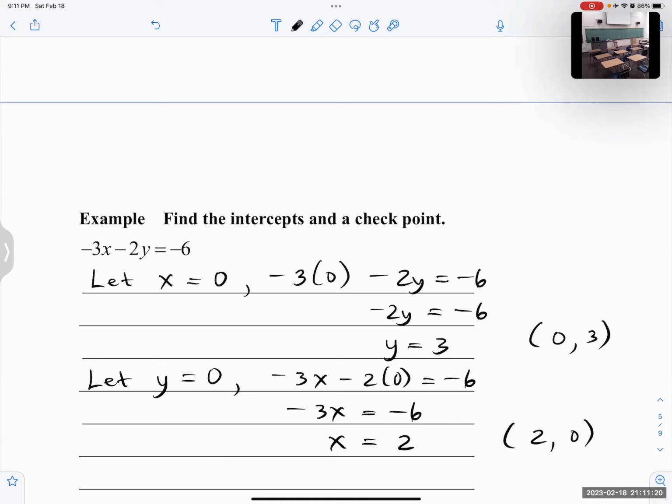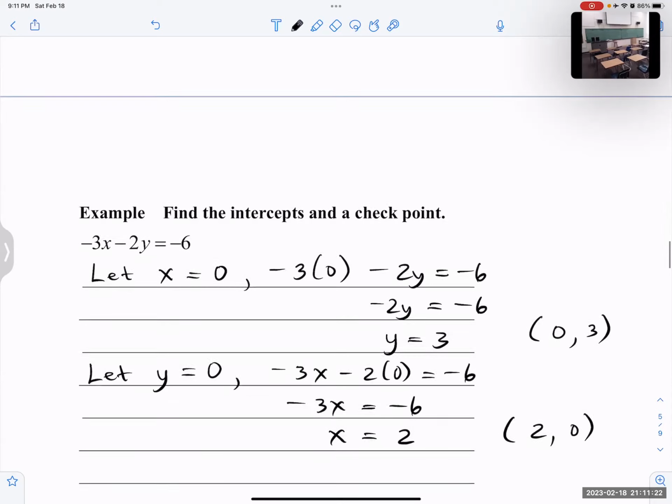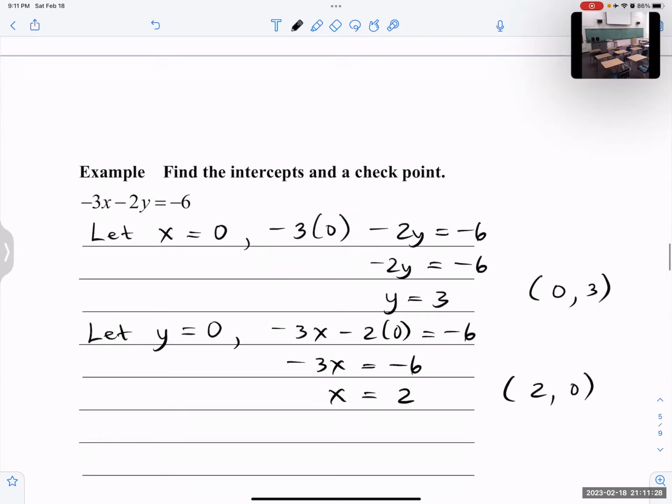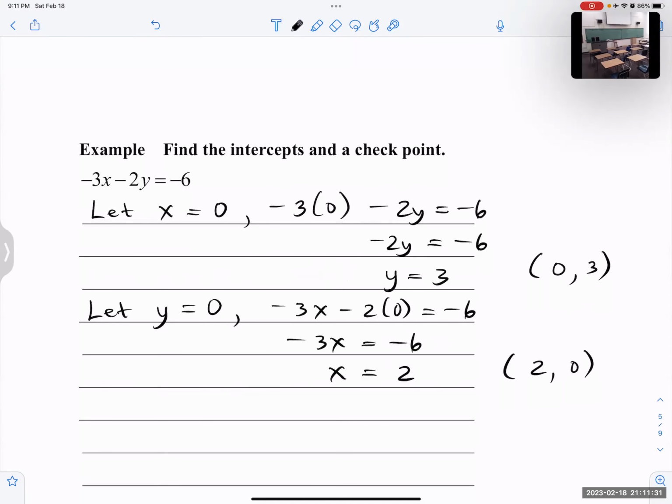So if we were graphing, we would have 2 points, and a checkpoint would be a third point, which should be on the same line or collinear with the intercepts. So we can choose any value not already computed. So for example, we can choose for x or y any number except x is 2 or y is 3. For example, we can say choose x equals 1.